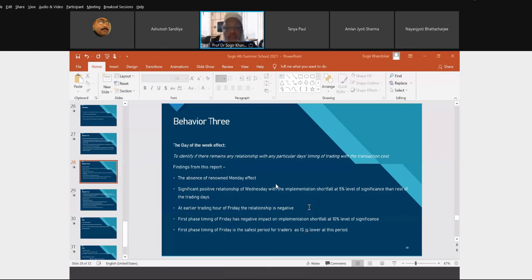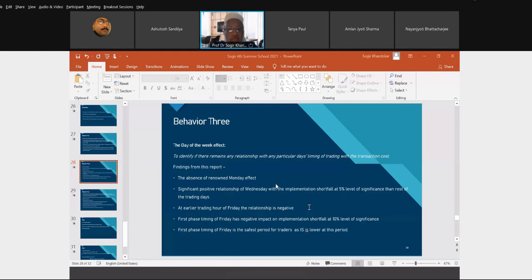However, the research finds a significant positive relationship in the earlier phase of the trading hour with implementation shortfall in every case, which implies that early implementation shortfall remains high. But it is not true for Friday, because the study finds that at the earlier trading hour of Friday, the relationship is negative, which indicates low transaction cost and high profit. So it is the safest period for traders to trade in managing implementation shortfall.